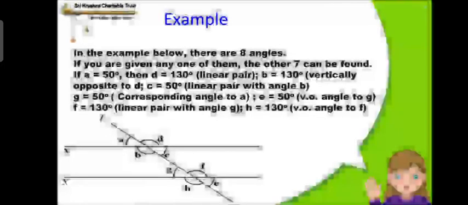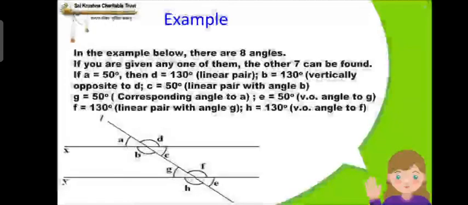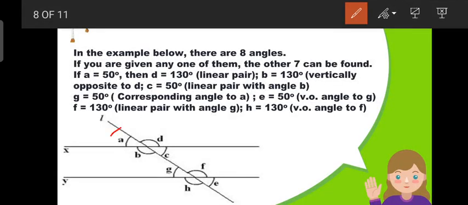Okay, so let's take the example here. In the example below, there are 8 angles. If you are given any one of them, the other 7 can be found. If you know any one angle, you can find out the remaining. How? Let's take an example here. If A is equal to 50 degrees, then D is 130 degrees. How? Because this is a straight line, right? If one is 50 degrees, the other should be 130 degrees, because the total should be 180 degrees.